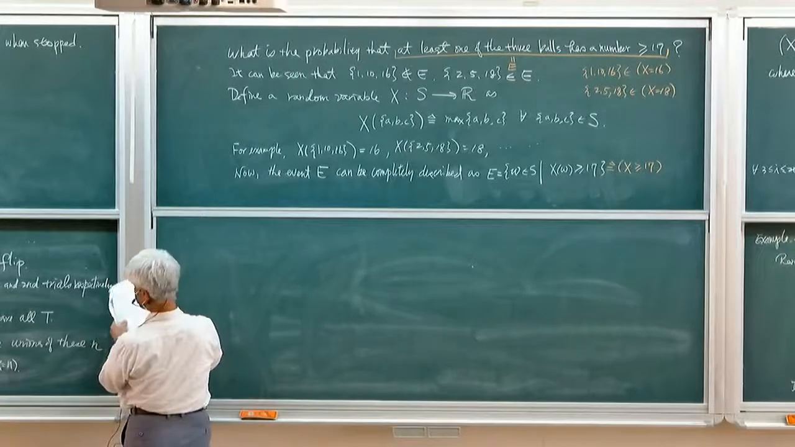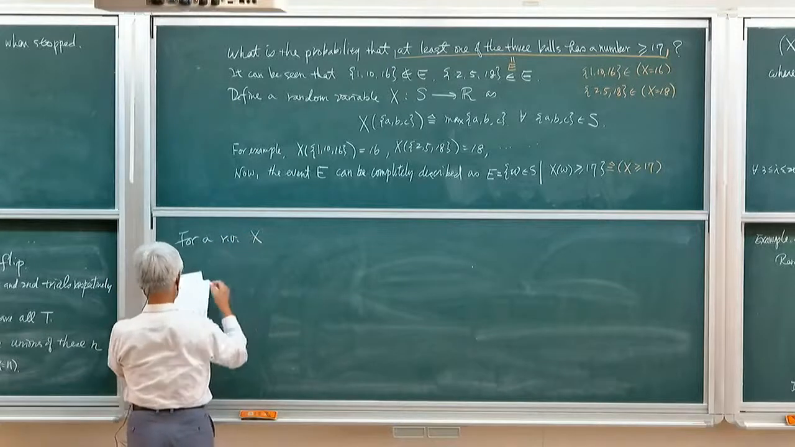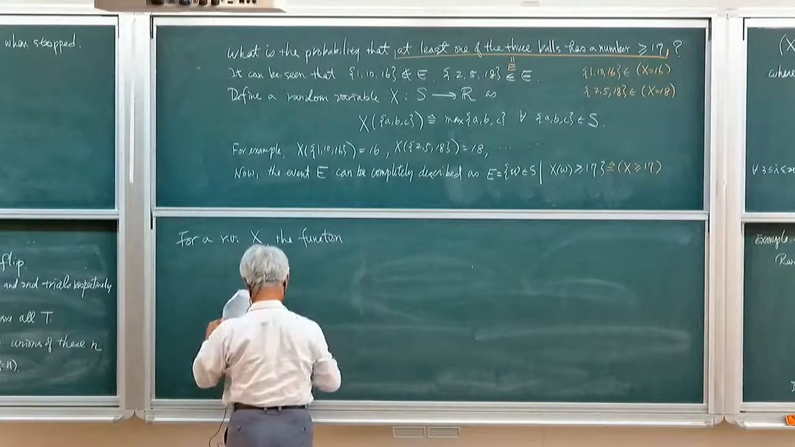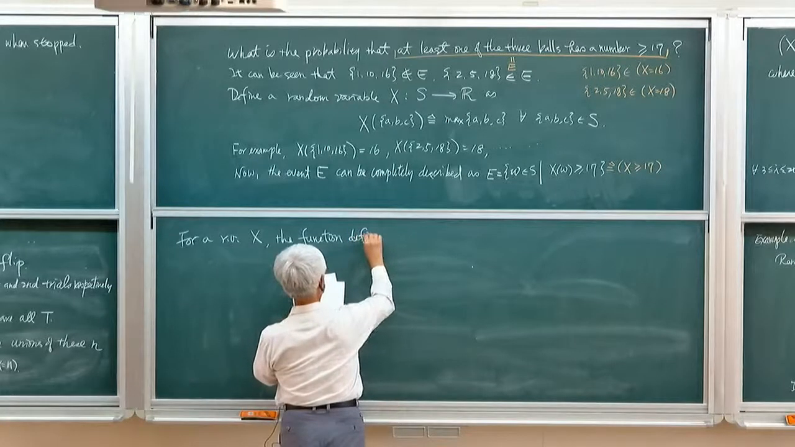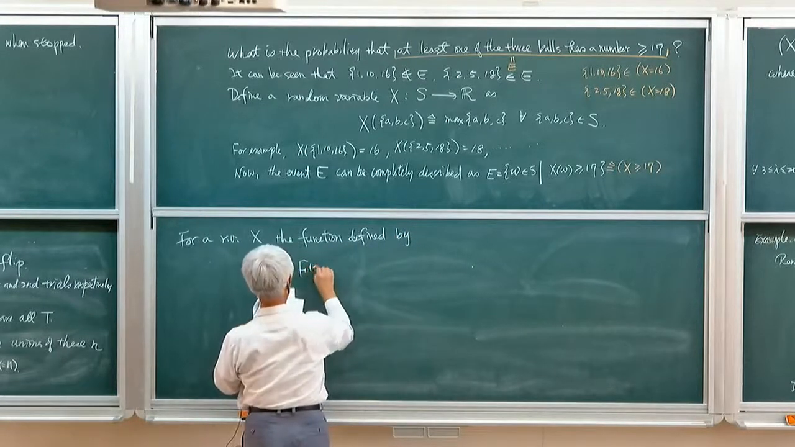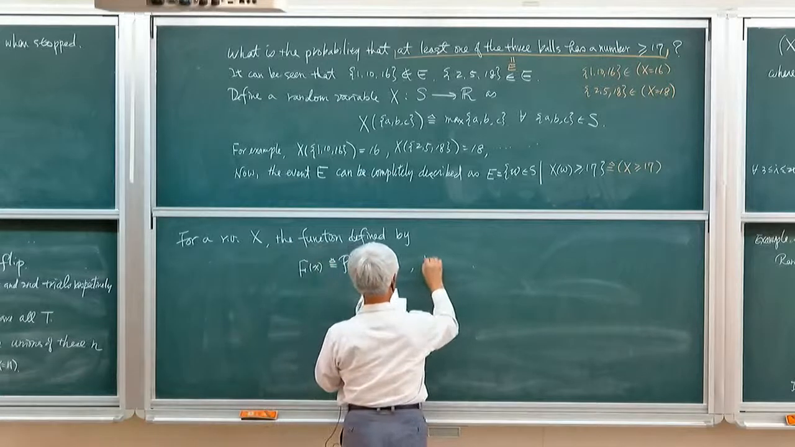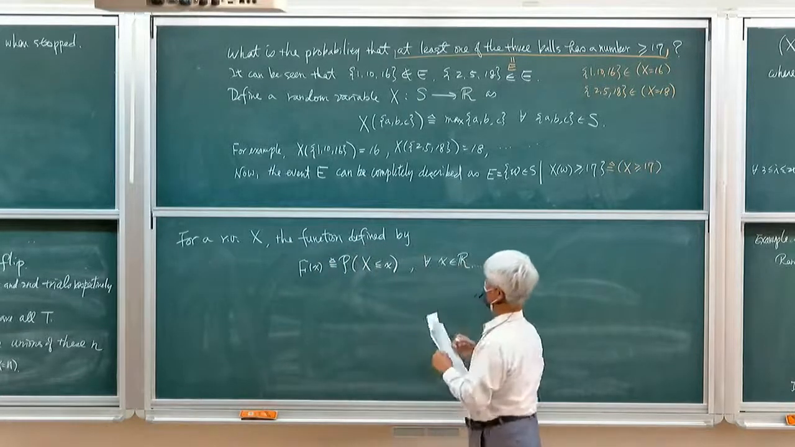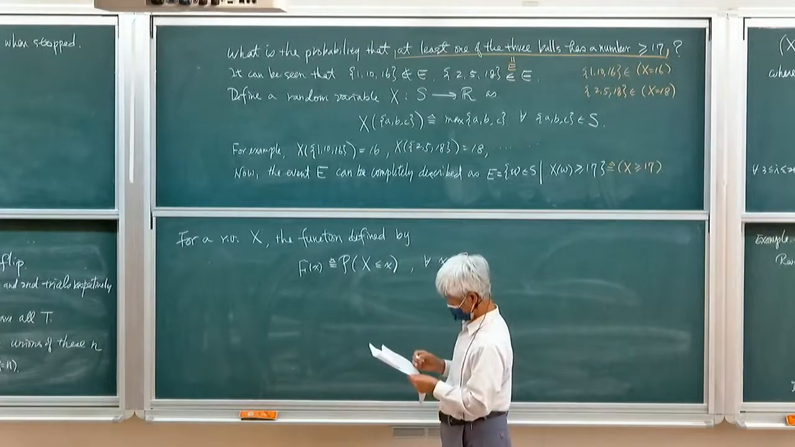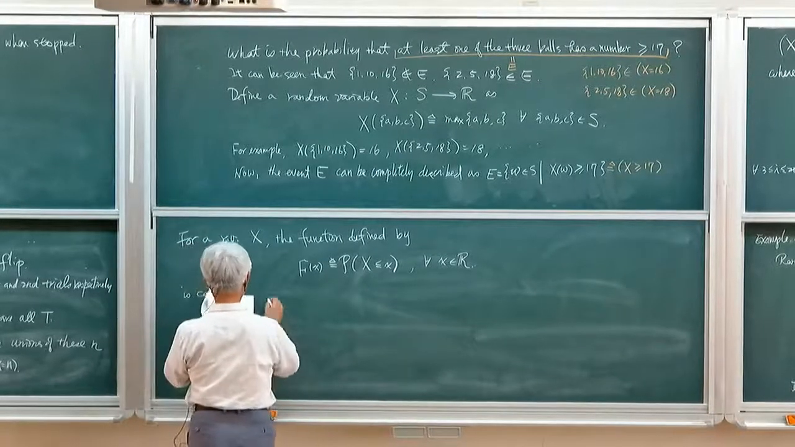Okay, so for a random variable X, the function defined by the probability measure, okay, so this is a function, is called the cumulative distribution function.